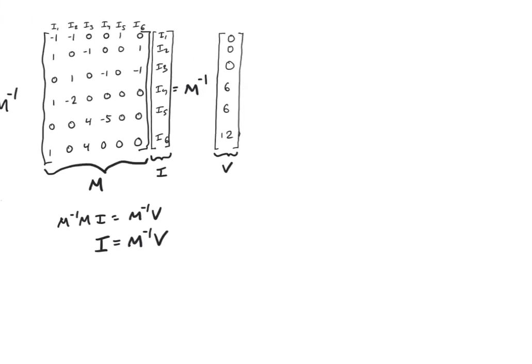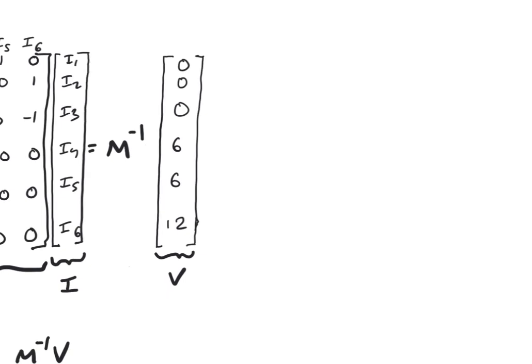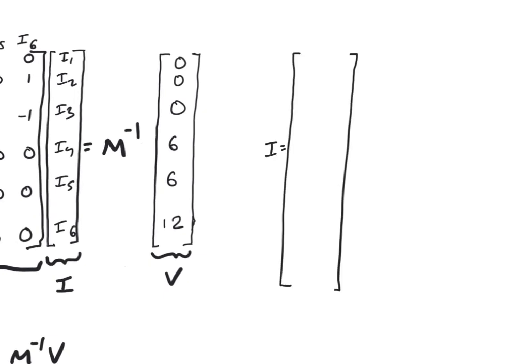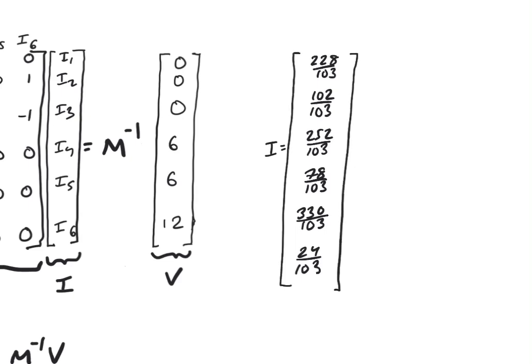and I found that when I solved this matrix equation, the vector I came out to be a vector where the first value was 228 over 103. The second value comes out to 102 over 103. The third value comes out to 252 over 103. The fourth value came out to 78 over 103. The fifth was 330 over 103. And the last was 24 over 103.